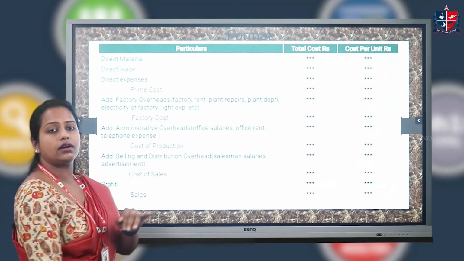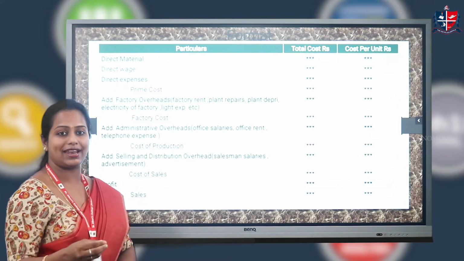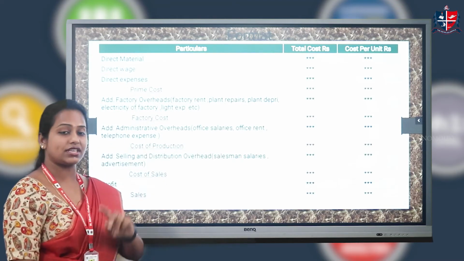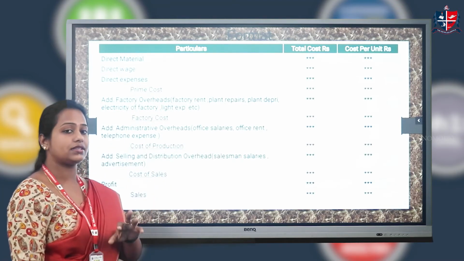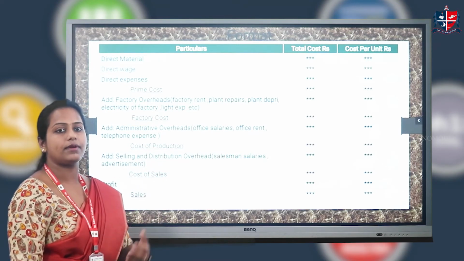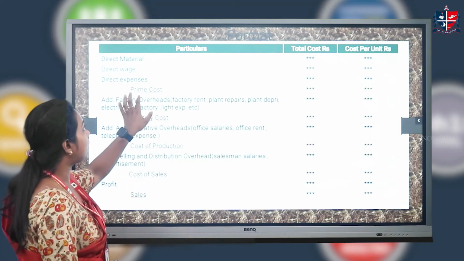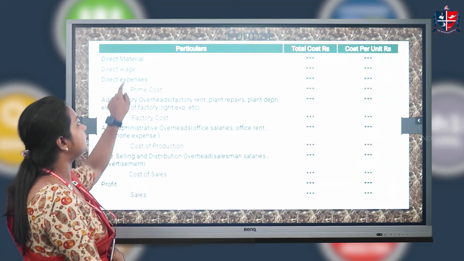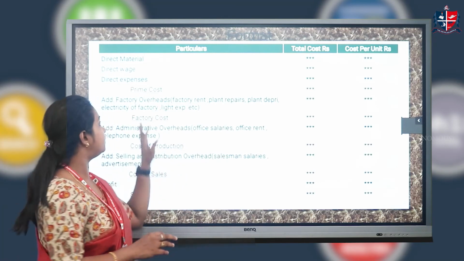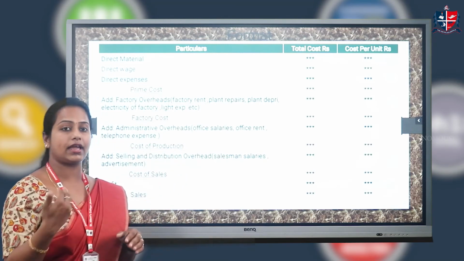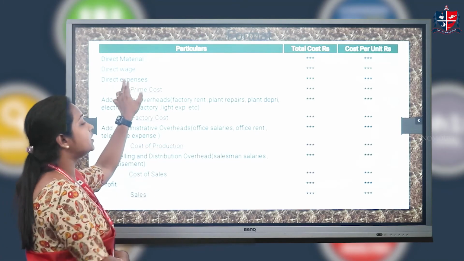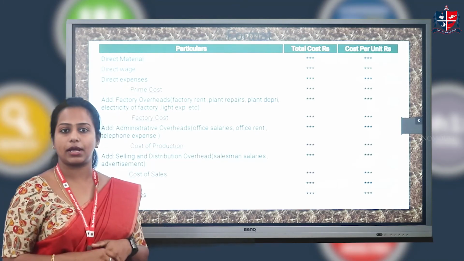All three elements are taken here to get the prime cost. As I said in the previous slide, prime cost is one thing that we need to find while we are preparing a cost sheet. To get the prime cost, we need to add direct material, direct wage and direct expenses. So we get the prime cost. Indirect material is not being considered. Only direct material, wage and expenses are taken to find the prime cost.